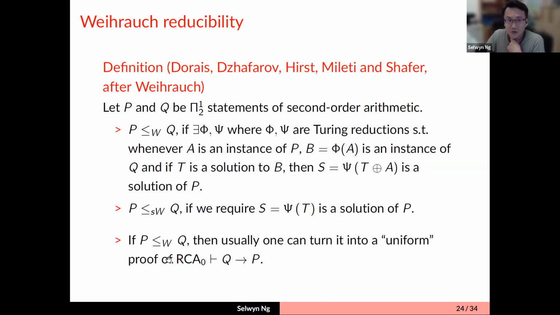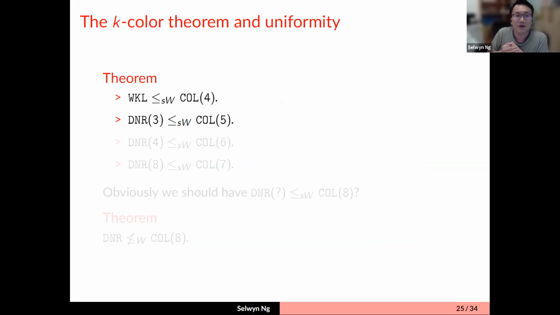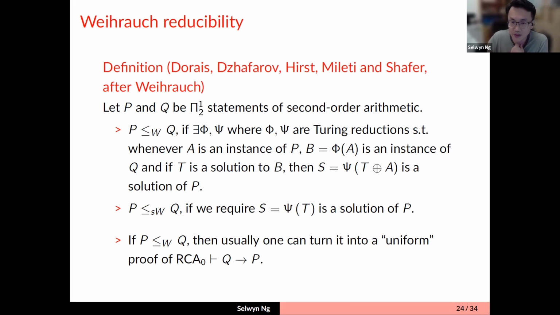Okay, so how is this all related? Usually, if P is reducible to Q, one can turn it into a uniform proof of Q implies P. Of course, you have to check that this induction doesn't go too badly. But usually, one can turn it into the principle Q implies P. In the context of Weihrauch reducibility, I should also mention that all the statements and results will hold both for the strong and the non-strong version.